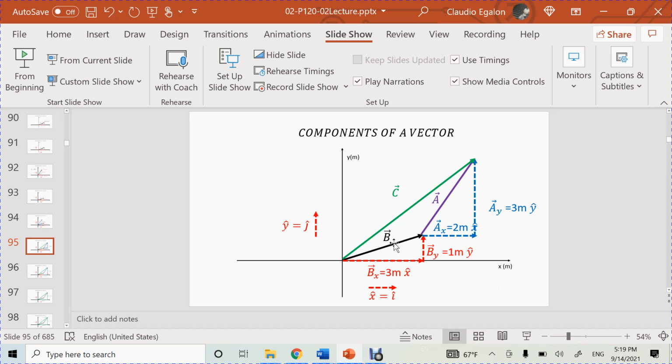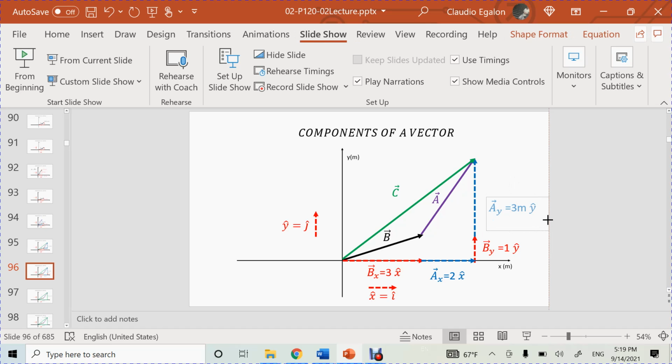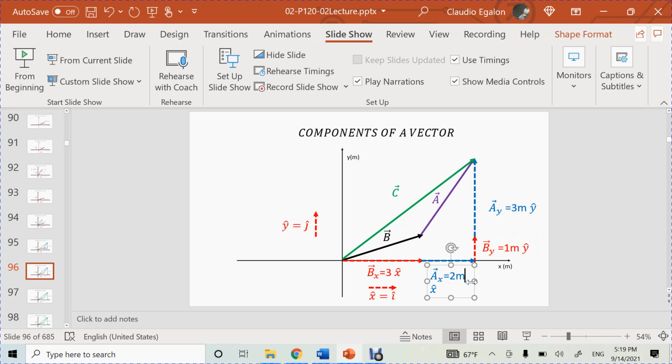Okay, so here you go. B plus A, we get this resulting vector C. The C vector is going to have a y component equal to 3 meters plus 1 meter, and an x component of 3 meters plus 2 meters. Let's see if we have it. Yep, right in here, I'm decomposing.